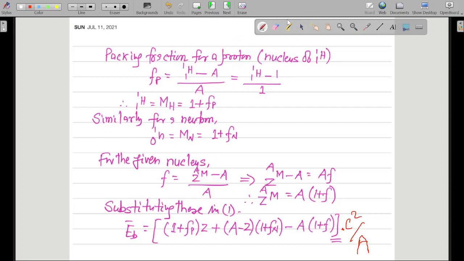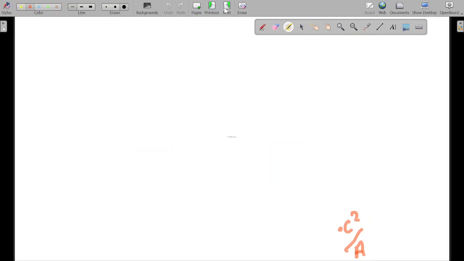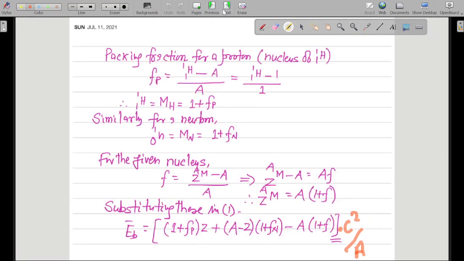So this is the expression for binding energy per nucleon in terms of the packing fraction of the nucleus, packing fraction of neutron, and packing fraction of proton. The rest of the things are already given to us, like A and Z. No need to eliminate them. C square divided by A will additionally come over here. That's it. So that's how this problem was to be solved.